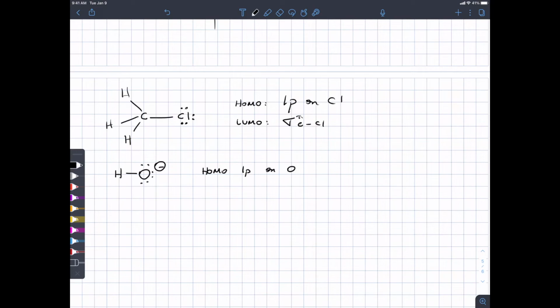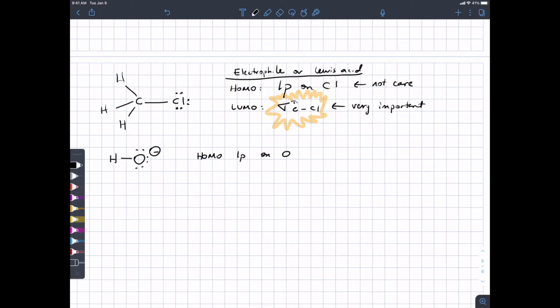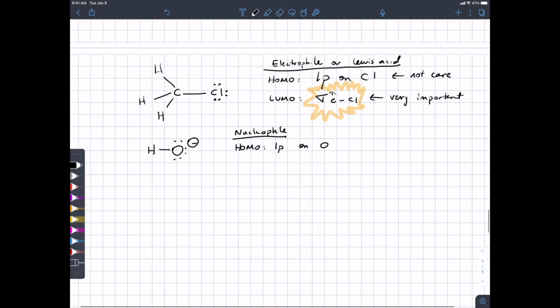If I tell you that the molecule above is an electrophile or a Lewis acid, we're not going to care about the highest energy electrons, but we're going to focus in on the empty orbital. Very important. Similarly, if I say that hydroxide is the nucleophile, you're not really going to care what the LUMO is, but instead focus on the HOMO, which is lone pairs on oxygen.